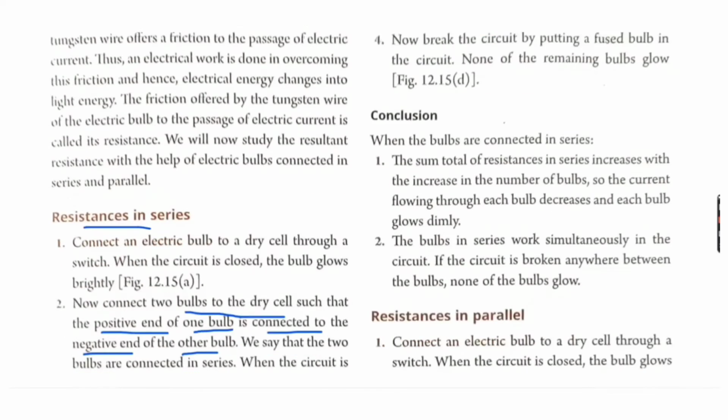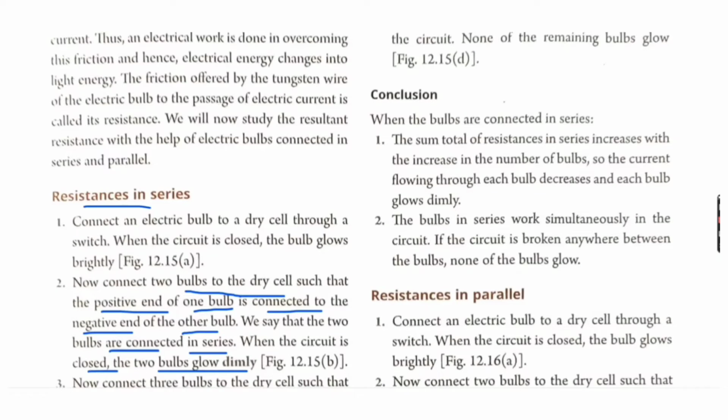As to students, in conclusion, it is written that when the bulbs are connected in series, the sum total of resistances in series increases with the increase in the number of bulbs. So, the current flowing through each bulb decreases and each bulb glows dimly. The bulbs in series work simultaneously in the circuit. If the circuit is broken anywhere between the bulbs, then none of the bulbs glow.